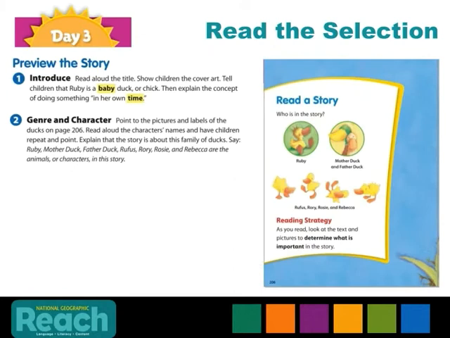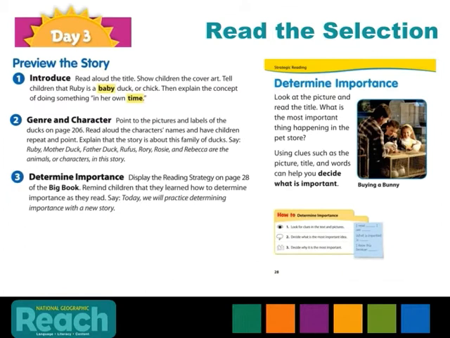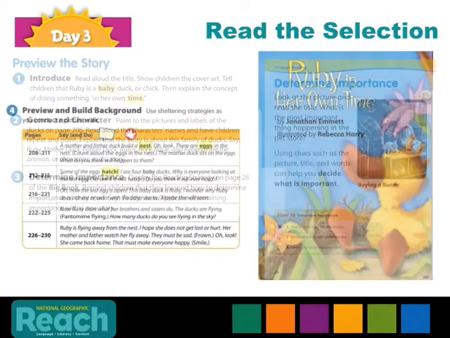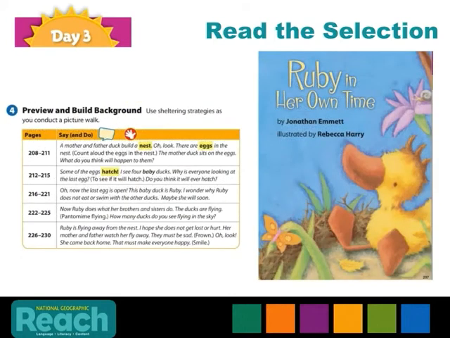Then, introduce the students to the genre of the selection and one of the aspects of that genre. For example, here students are working with a story, so they need to know something about the elements of a story, including characters. This information is always presented to the students in their student books, and an example is provided. This page also reminds students about the reading strategy students will be applying to the selection. Use the Big Book strategic reading page to remind the students how the reading strategy works. Finally, you will preview and build background using the say and do sheltering strategies as you conduct a picture walk.